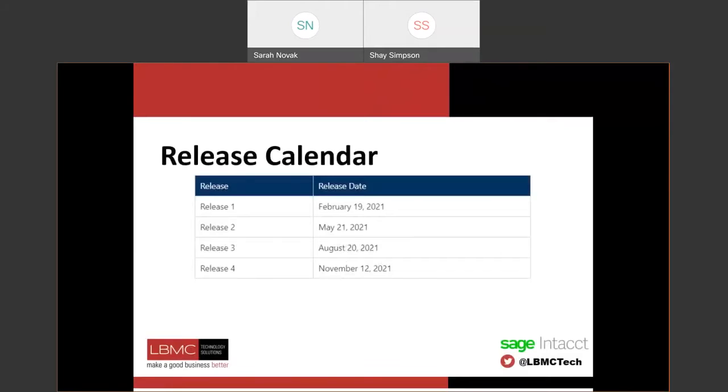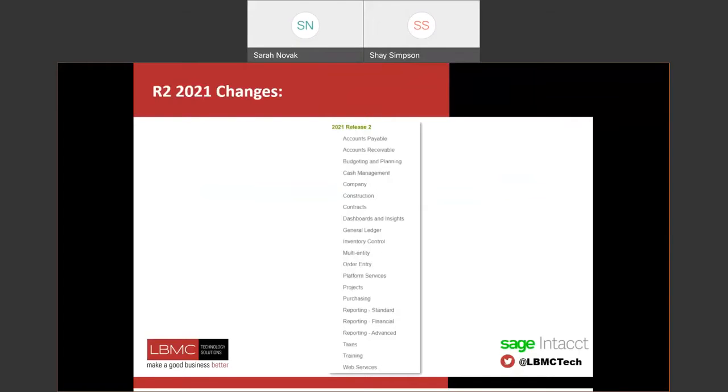As you know, the release calendar, this release came out on May 21st of this year. Our next release is going to be on August the 20th, and then the last one for fourth quarter will be on November the 12th. So this is a list of all of the impacts for the R2 release. These are all the areas in which the R2 release affected within Sage Intacct.